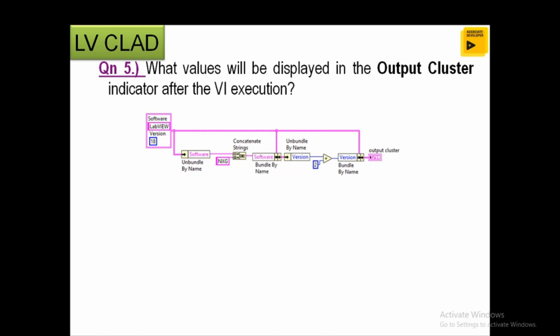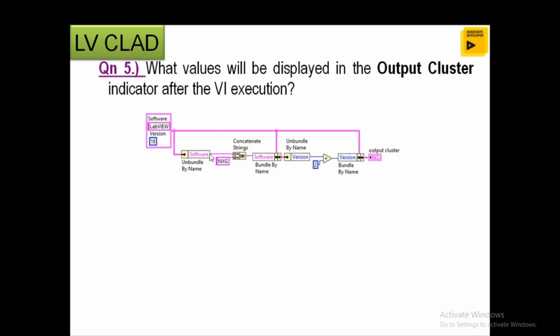So I just used only a cluster constant to provide a function, as well as in the input reference cluster. So here two controls are introduced. Software name is of the data type string, and version is available with the data type I32. Here I'm providing it to the unbundle by name.